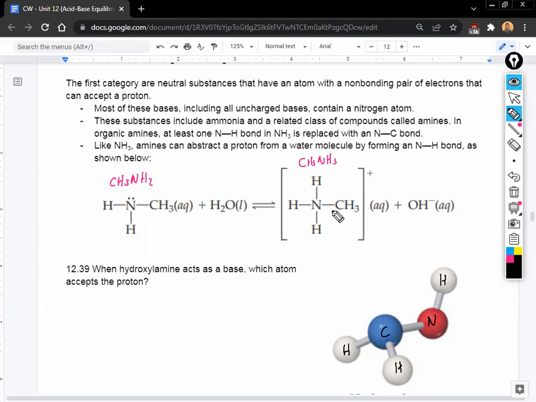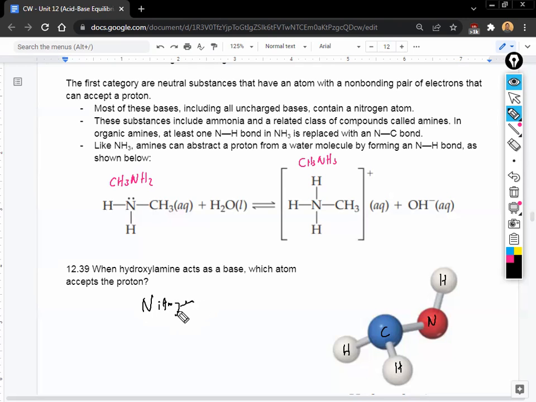So we've got CH2, NH. Which one of these will accept? Any thoughts? Who do you think will accept the proton? Yeah, the nitrogen. So the nitrogen will accept the proton.